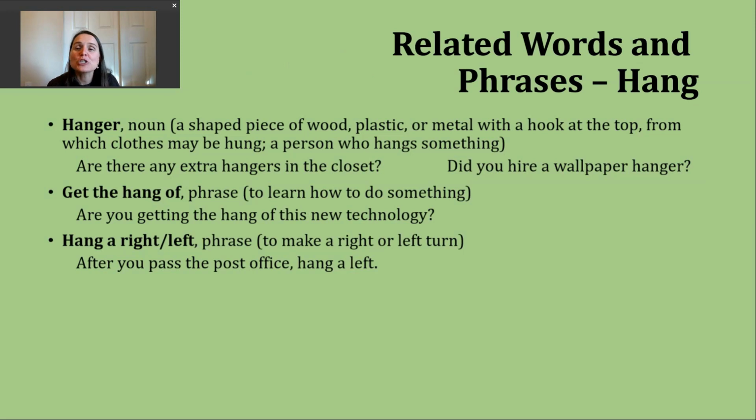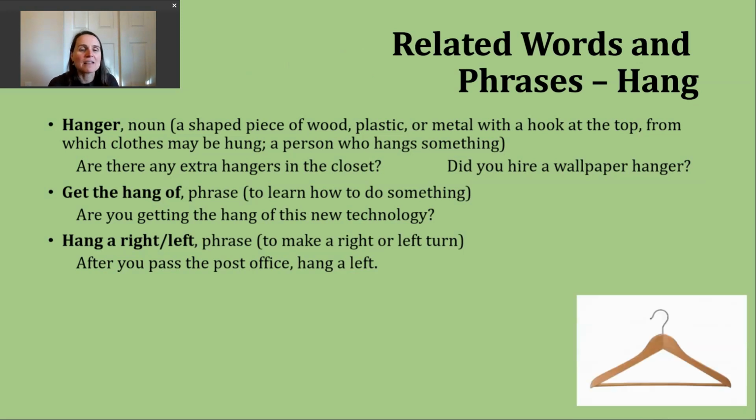Now, let's take a moment to just look at a few words and phrases connected to our verb hang. And the first word we're going to look at today is the noun hanger. An example of this noun usage is a shaped piece of wood, plastic, or metal that has a hook on the top and that's generally used to hang clothes in a closet. So I've included a picture on the bottom right-hand corner of your screen in case my description is a bit confusing for you. An example of this noun in a sentence. Are there any extra hangers in the closet?